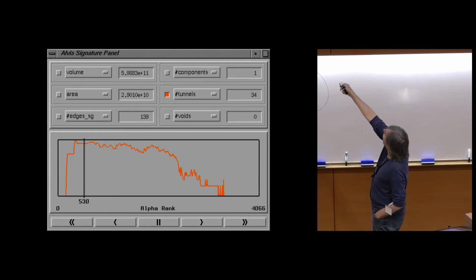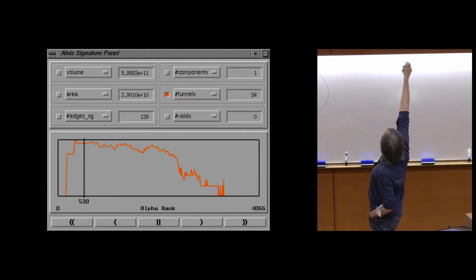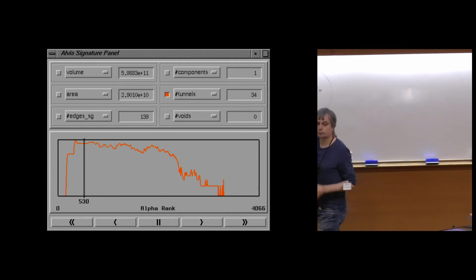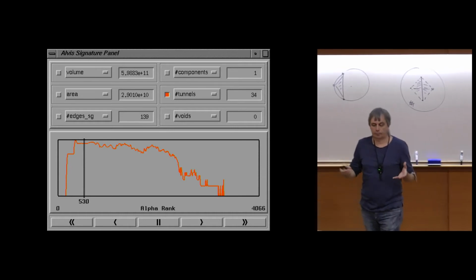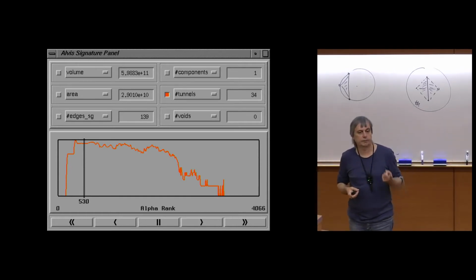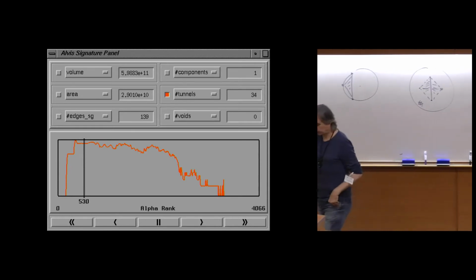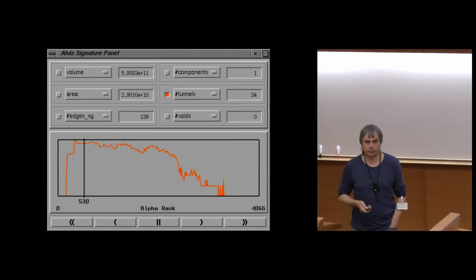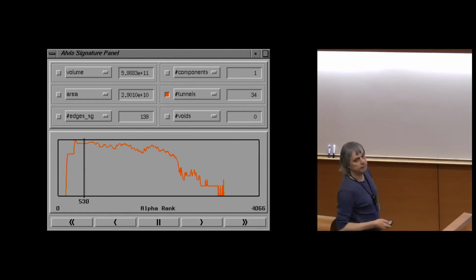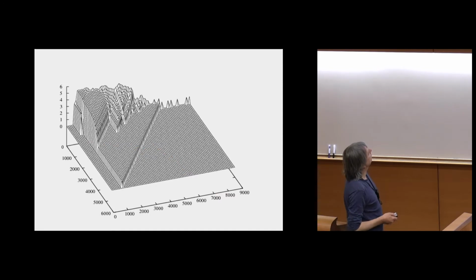It gave me, I don't know, how many tunnels do I have here? 34. So I have some around 30 and 40 tunnels all the time. Although from just looking at it, I know there's only one significant tunnel. And I wanted to figure out what this tunnel is and where it is. And that led to the definition of persistence.